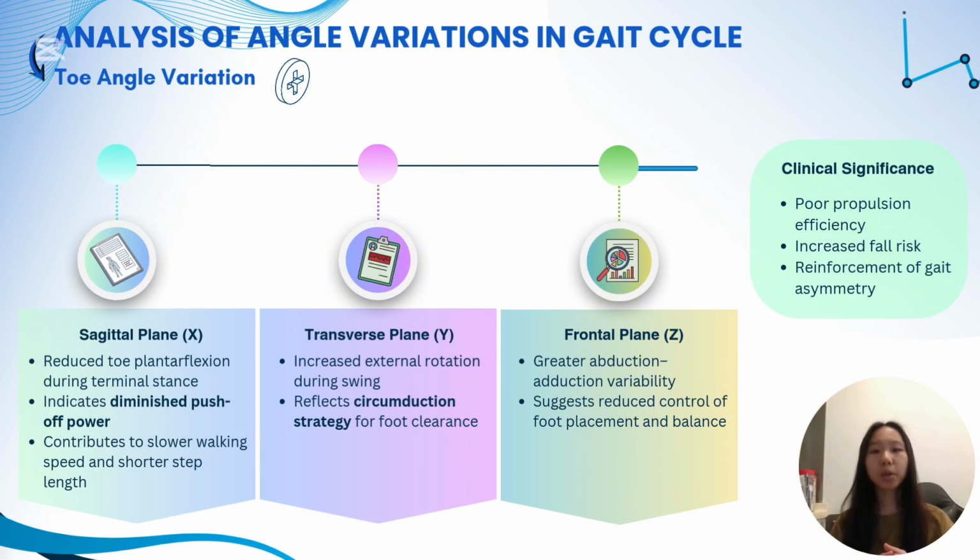Toe kinematics highlight propulsion deficit. In the sagittal plane, reduced toe plantar flexion during terminal stance indicates diminished push-off power. In the transverse plane, increased external rotation during swing reflects circumduction to assist clearance. While greater frontal plane variability suggests impaired foot placement control, increasing fall risk and reinforcing gait asymmetry.